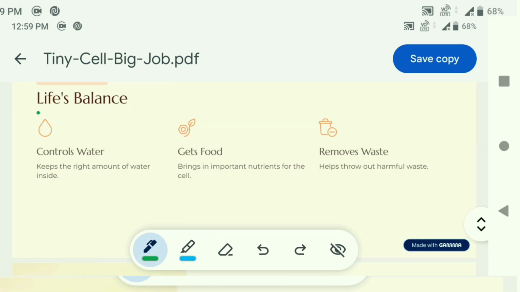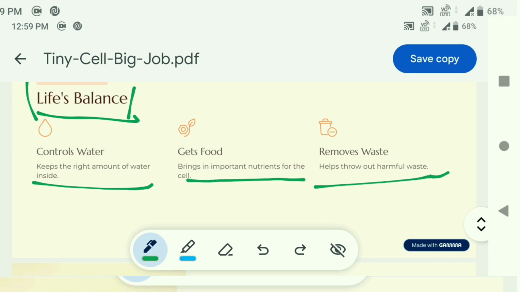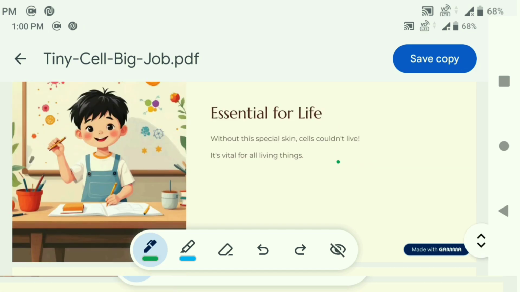Okay. Why is this cell membrane very important? Because this is very important for life's balance. It controls water. It also gets food and removes waste outside the cell. That's why it is very important. Without this special skin, the cell couldn't live. It's vital for all living things. Vital means it is very important for all living things, for you and me, for animals and plants.